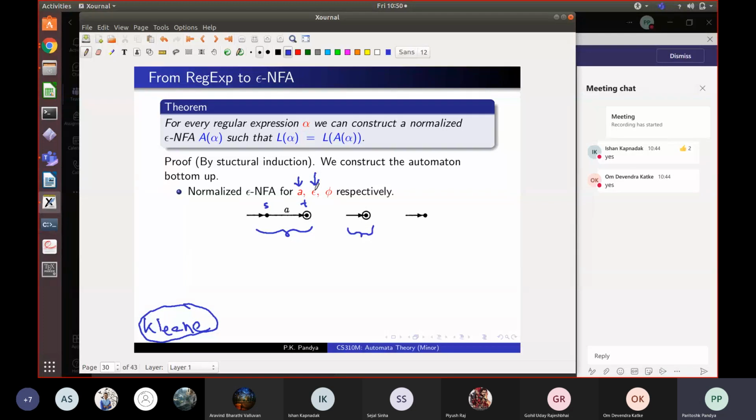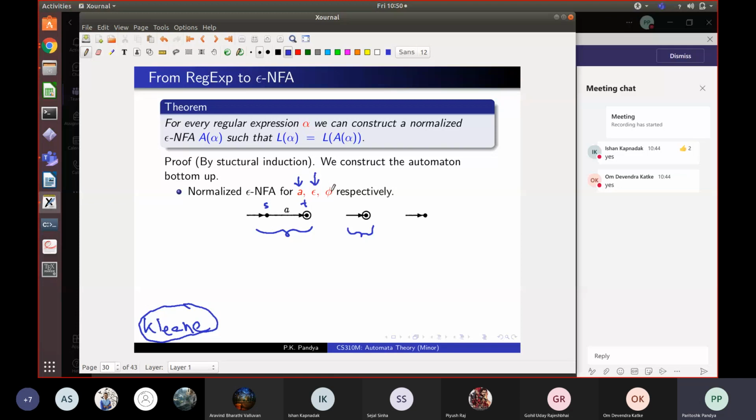So again, for this epsilon regular expression, we have constructed an epsilon NFA, right? In fact, it's a DFA. Both of these are DFAs and they are in normalized form.